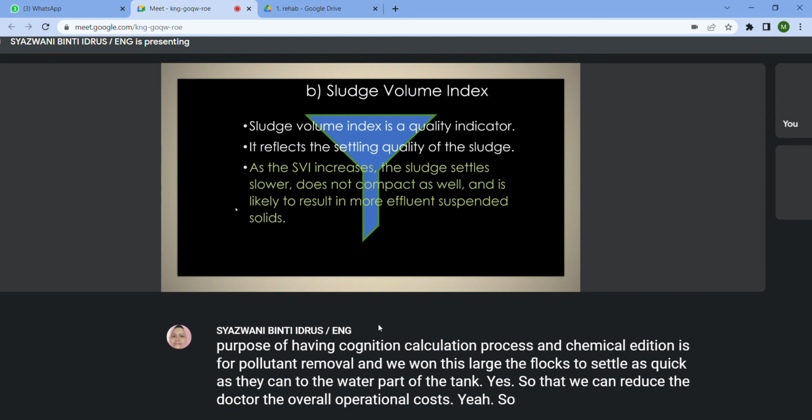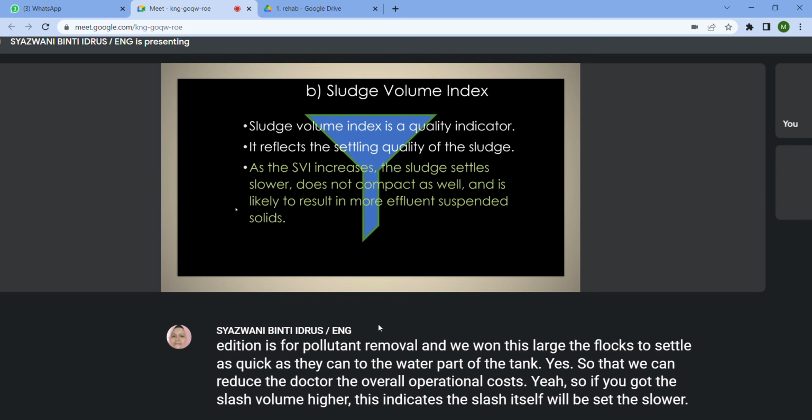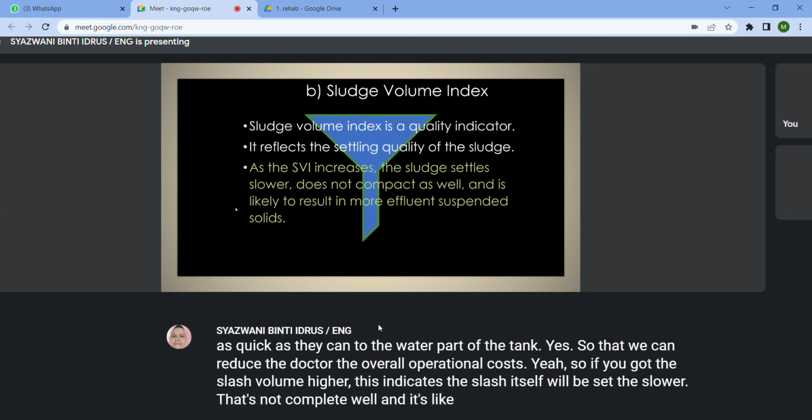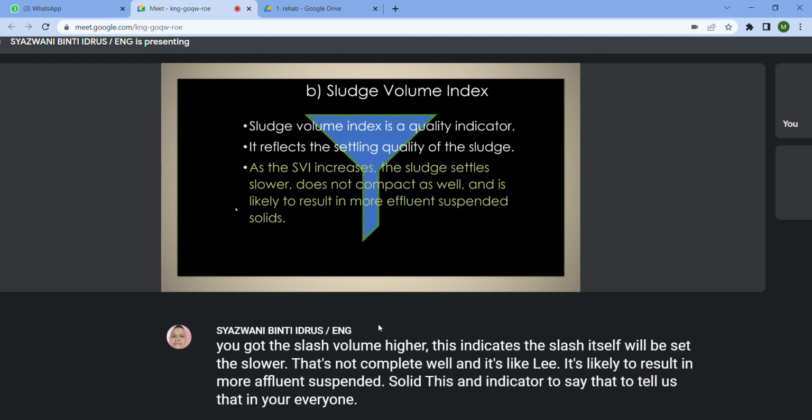So if you have a higher sludge volume index, this indicates the sludge itself will settle slower, does not compact well, and is likely to result in more effluent suspended solids. This is an indicator to tell us that in your effluent you will be collecting more suspended solids.